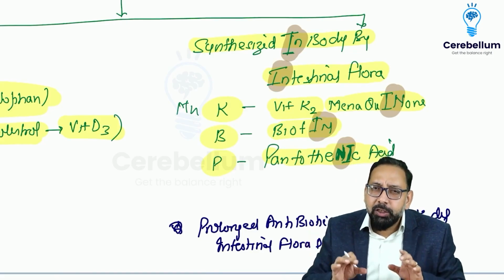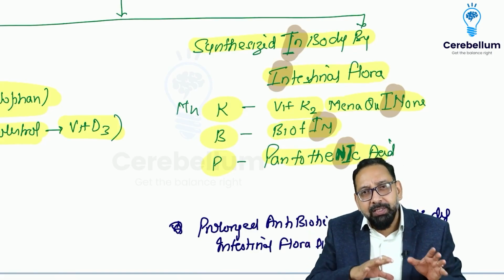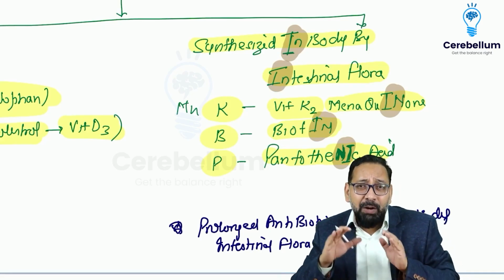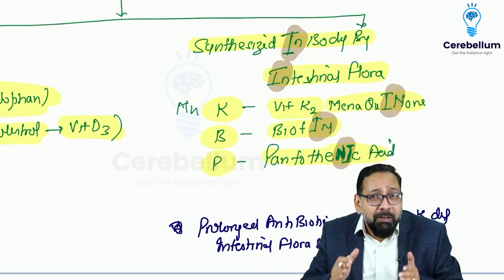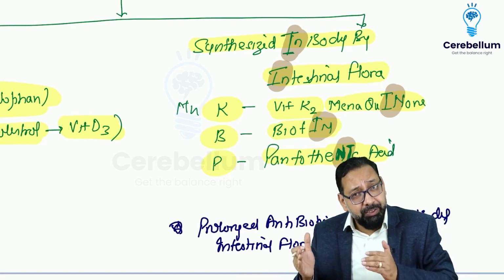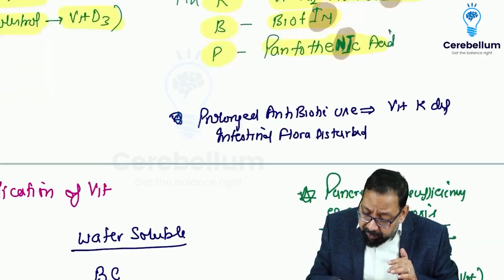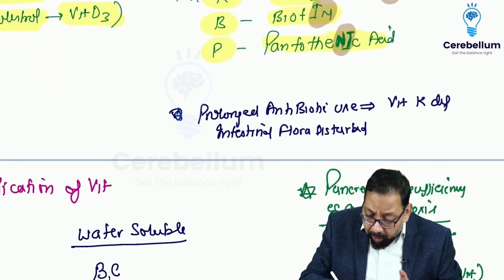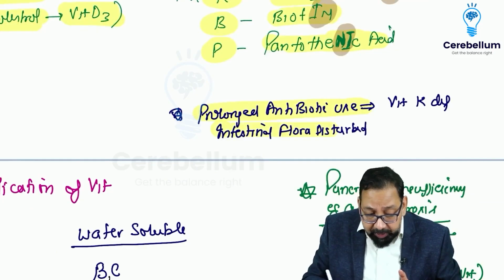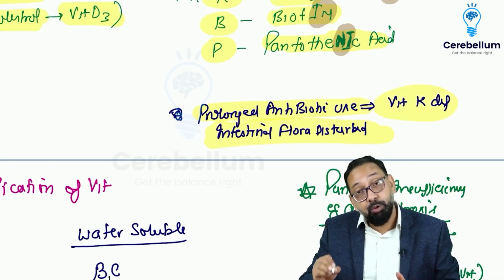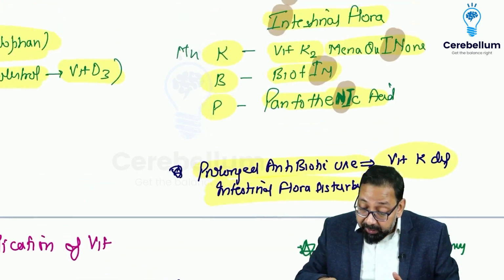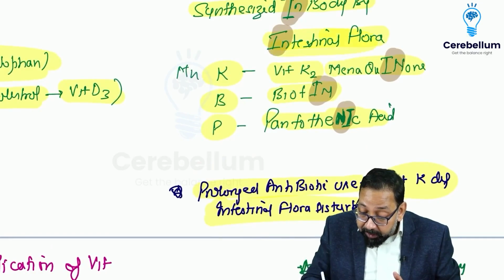A question is asked, there is a patient who is having chronic illness and is being advised long-term antibiotics. Now he will present with which vitamin deficiency? If the patient is taking prolonged antibiotics, intestinal flora will be disturbed and there would be vitamin K deficiency. The question is asked because vitamin K is synthesized by intestinal flora.